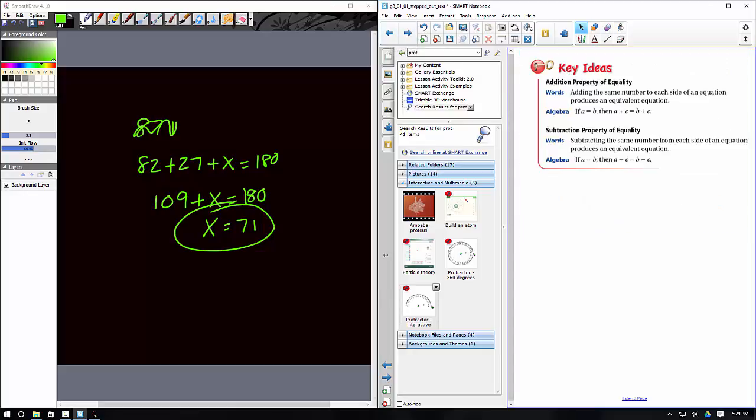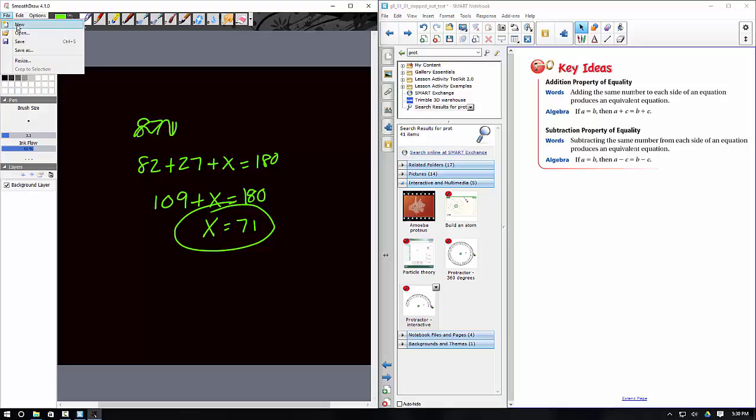So how do we get these things? I mean, you could say 109 plus what number equals 180, or we could start using this addition property of equality or subtraction property of equality. And let me show you how that will work.